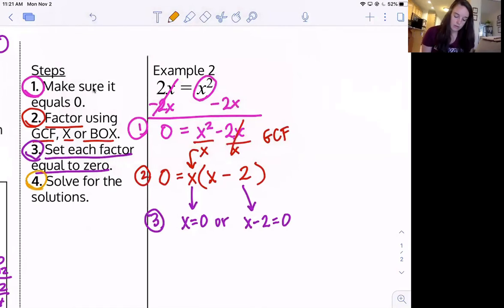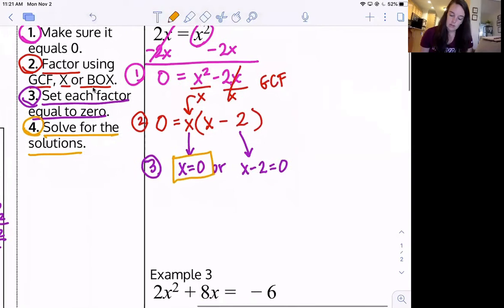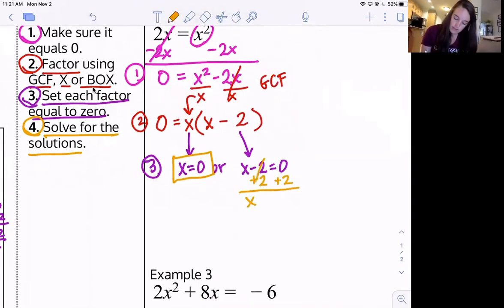And now I'm going to do step 4, solve for the solutions. So x equals 0 already solved. And then I'm going to go ahead and do plus 2. I get x equals 2. So my solutions are x equals 0 or x equals 2. Those are my two solutions.